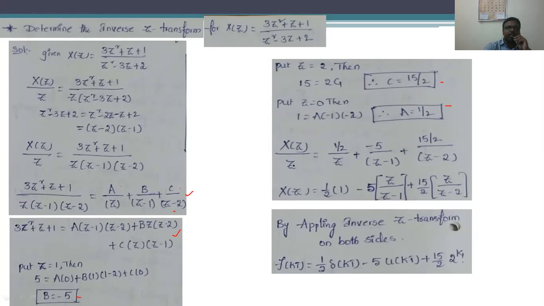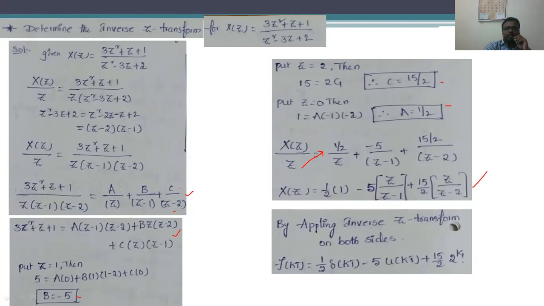So, in order to apply the inverse Z transform, we have to transfer this Z to this particular one. Okay. Therefore, x of z is nothing but 1 by 2 into 1, minus 5 into z divided by z minus 1, plus 15 by 2 into z divided by z minus 2.